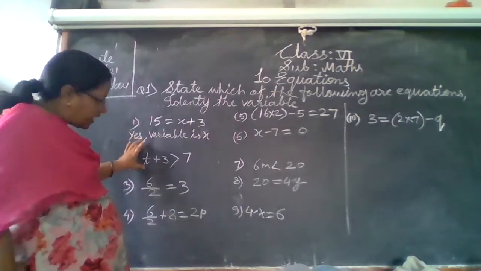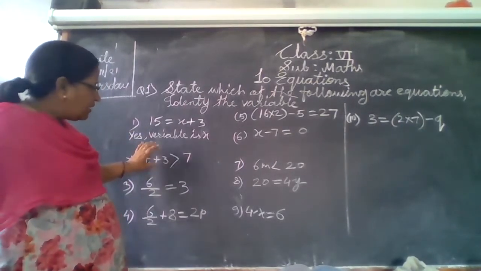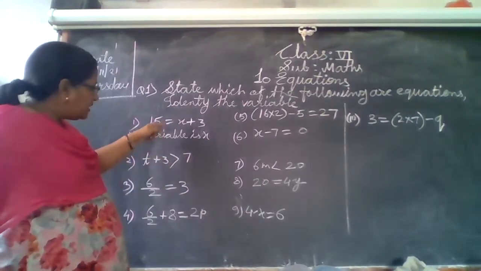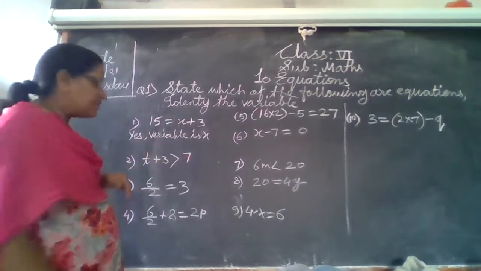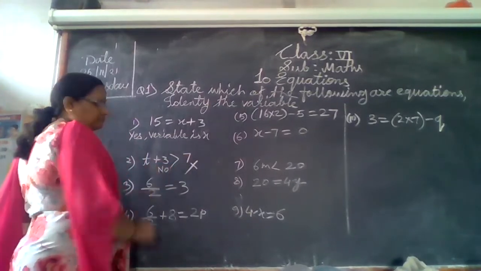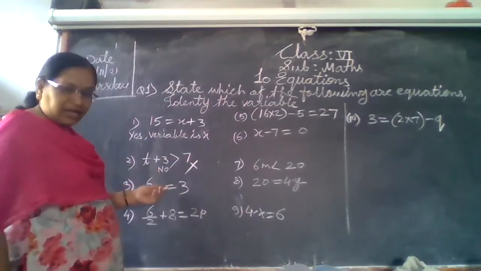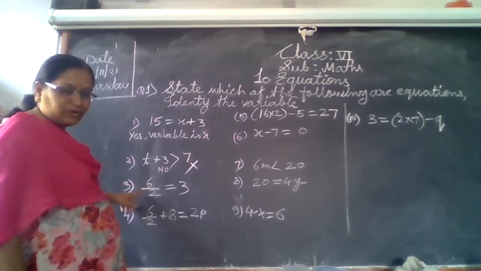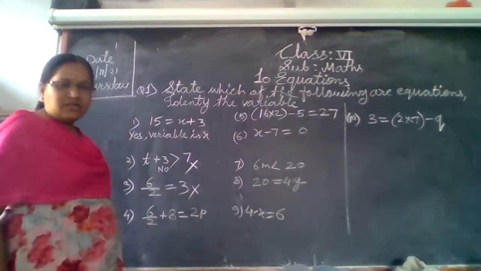See children, t plus 3 greater than 7. Now see, it has the variable, it has one fundamental operation, but it doesn't have any equality. Is there any equality between t plus 3 and 7? No. t plus 3 is greater than 7. That's why it is not the equation. Next, 6 upon 2 equals to 3. Now see, equal to sign is there, and the one operation, that is division, is there, 6 upon 2. But no variable is there. That's why it is also not the equation.